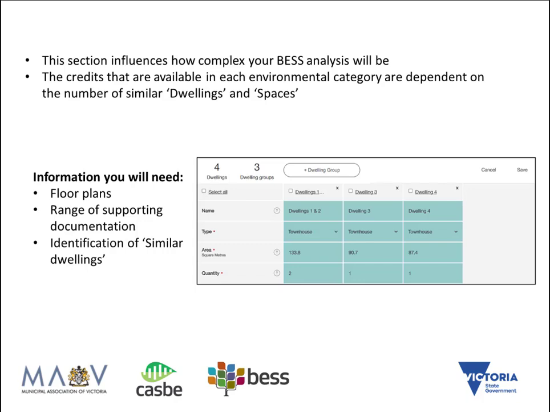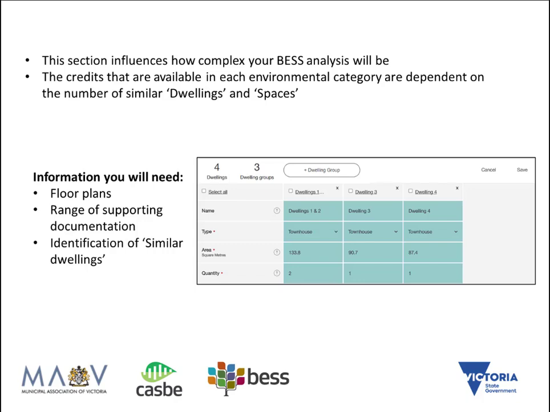throughout the report. For residential projects, the different dwelling types must be identified. These are called dwellings in BESS. For non-residential or mixed-use projects, the non-residential areas must be defined. These are called spaces in BESS.